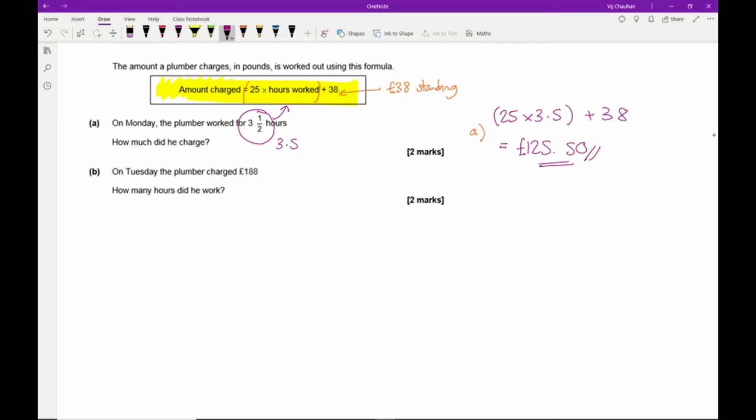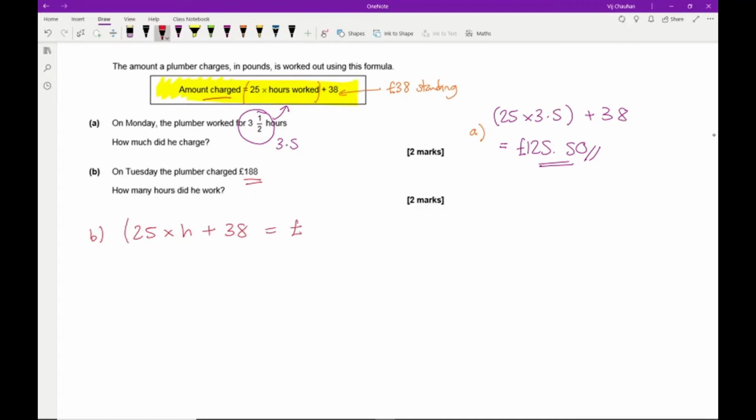Now it says for B, which we'll do over here, it says on Tuesday the plumber charged £188. How many hours did he work? Now this is what we call a reverse question, and this is going to involve equations, which you may not know because it doesn't involve an x. However, we're going to incorporate the x and swap the numbers in the formula with what we've got in the question. So this here is our amount charged. So what I'm going to do is now I'm going to flip this formula. So I've got 25 times h plus 38 equals, and I'm just going to put a pound sign.